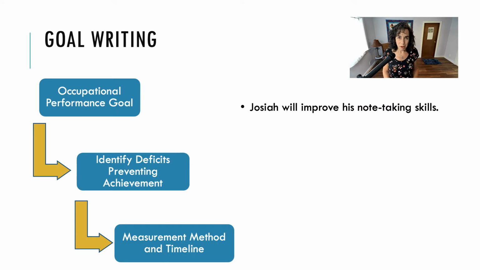When we think about writing goals, we want to think about a performance, right? So in this case, our performance is Josiah. That's the client, and we always want to include the client's name. Josiah will improve his note-taking skills. So our occupational performance goal is improvement in note-taking skills.